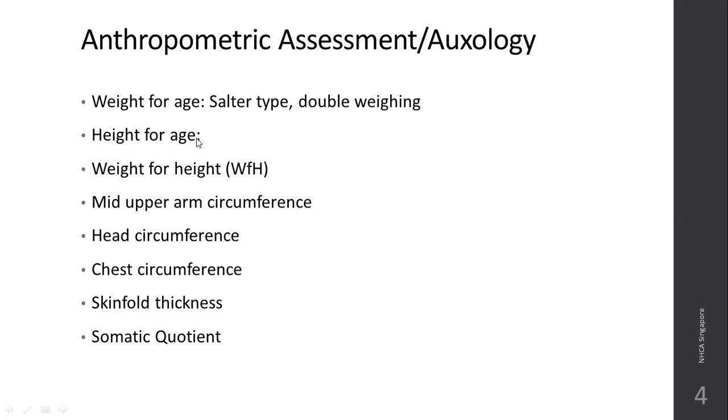Then we have somatic quotient, in which the occipitofrontal circumference, mid upper arm circumference, everything is expressed in percentage form. That is called somatic quotient. That means 90% above or below 90%, and so on.